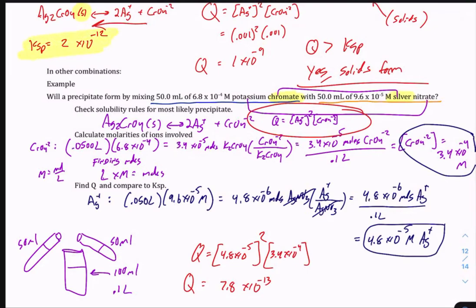From the previous problem. What's going to happen? I've mixed these two test tubes together. I've mixed this potassium chromate with this silver nitrate, shaken it up. We have to recalculate the concentrations of the ions and then solve for Q. The value of Q is 7.8 times 10 to the negative 13. What does that mean? Will this precipitate and go backwards, or will it stay clear and go forwards?